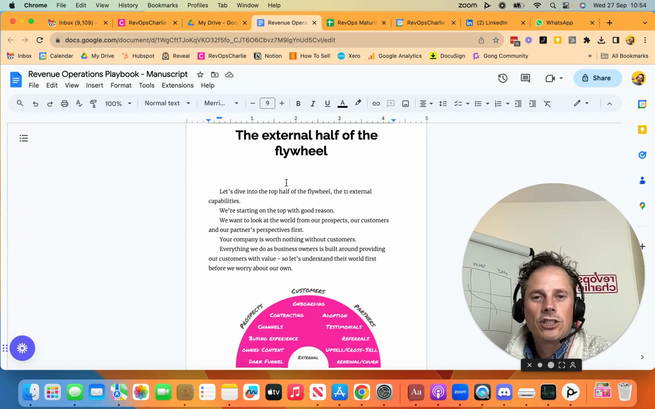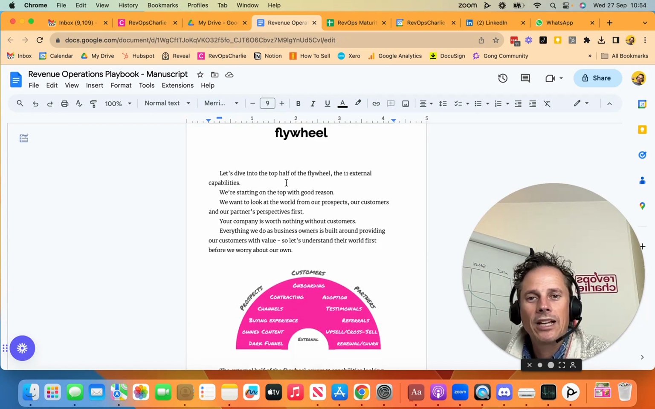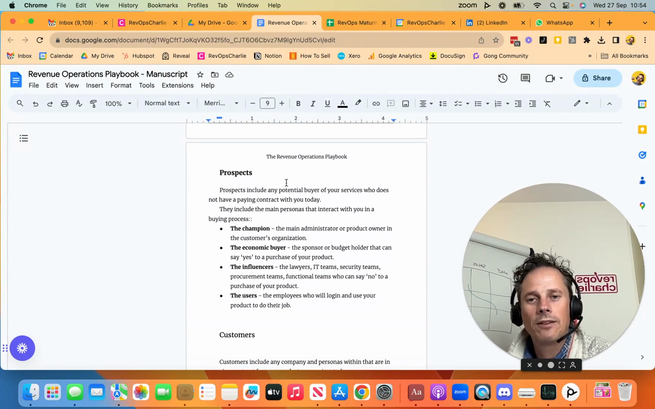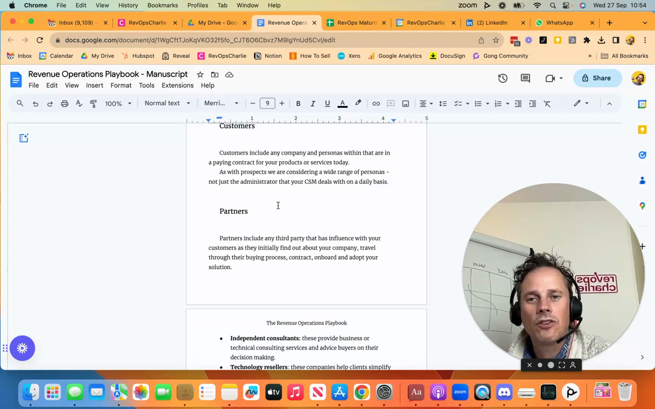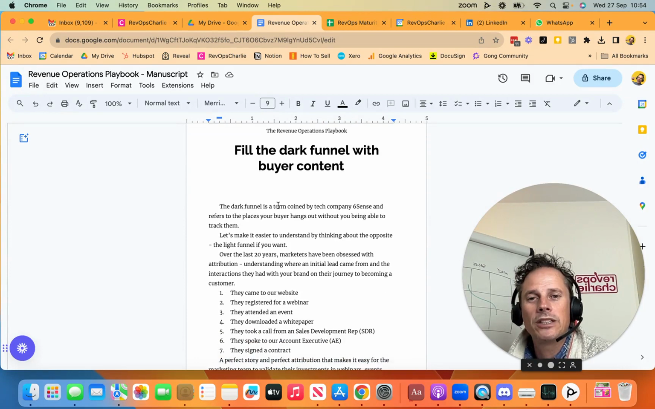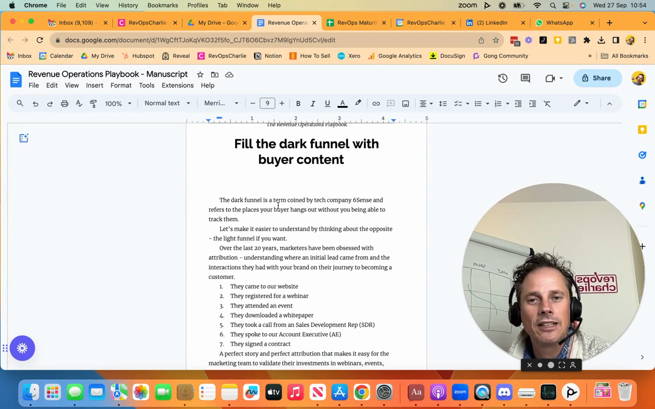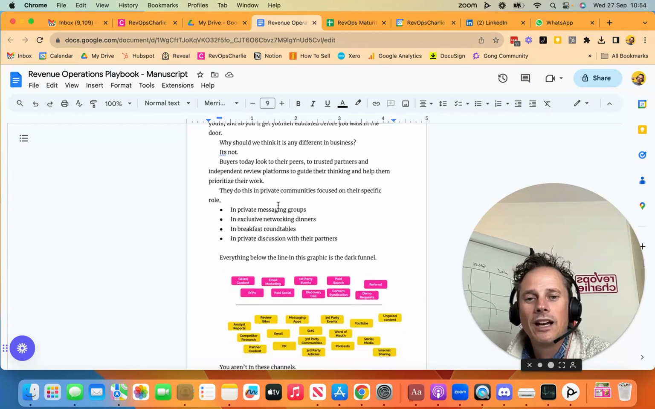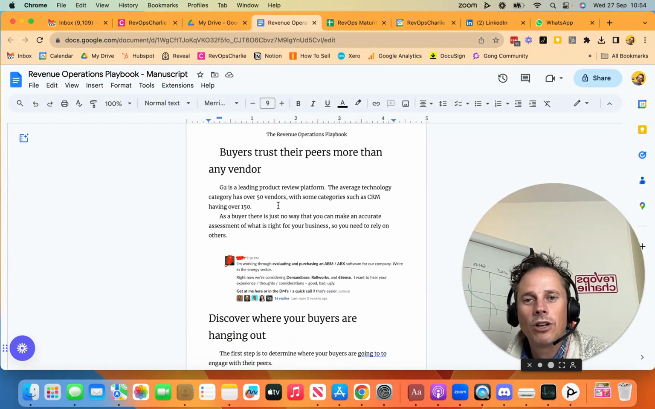And then we get into the 22 chapters, the external half of the flywheel, with a little explanation about why we look at that. How do we define a prospect? How do we define a customer? How do we define partners and why are they important? And then we start with the first capability, which is about filling the dark funnel with buyer-focused content to enable your customers and your partners to talk about you in a good light when you're not in the room. And this is the chapter that I've just been writing this morning.